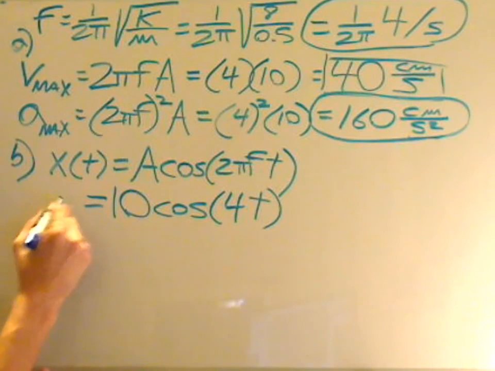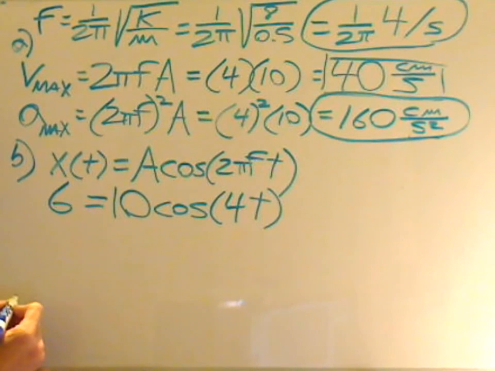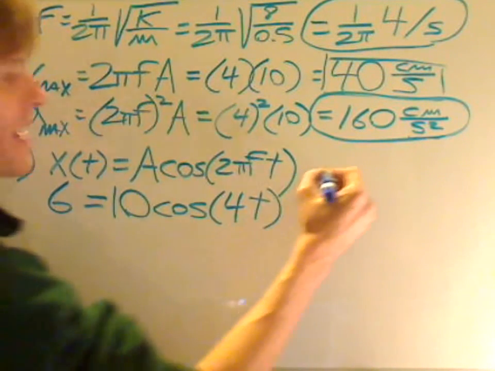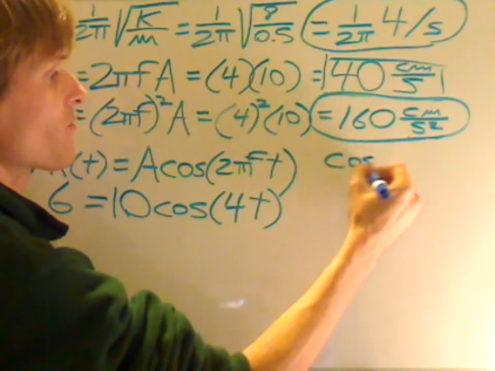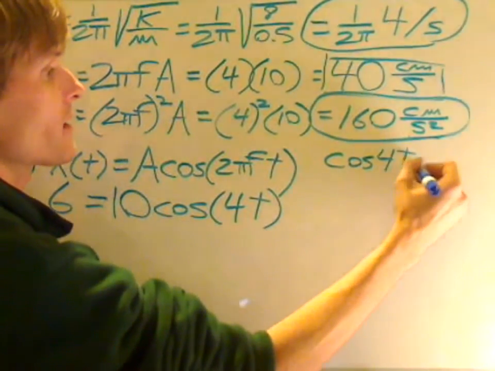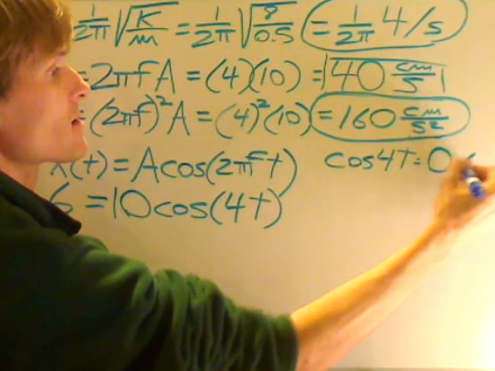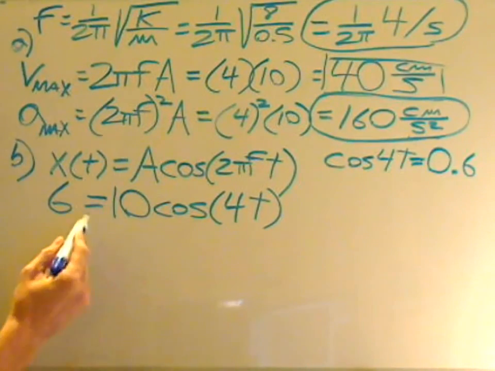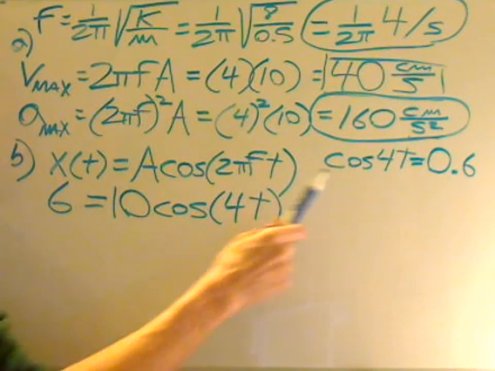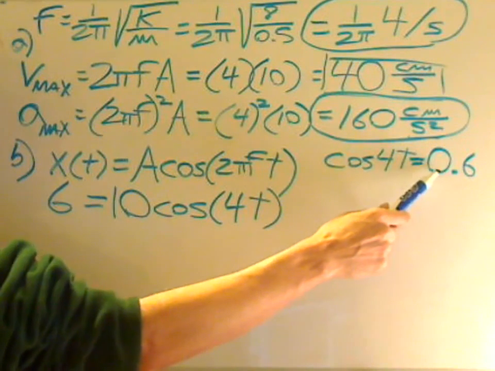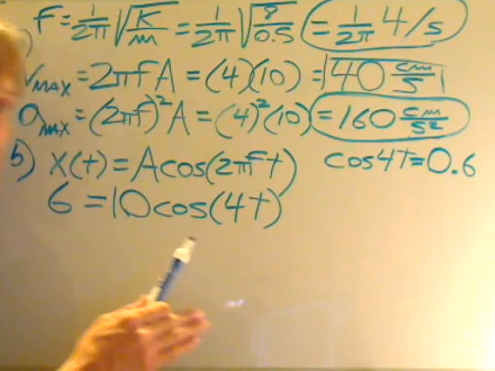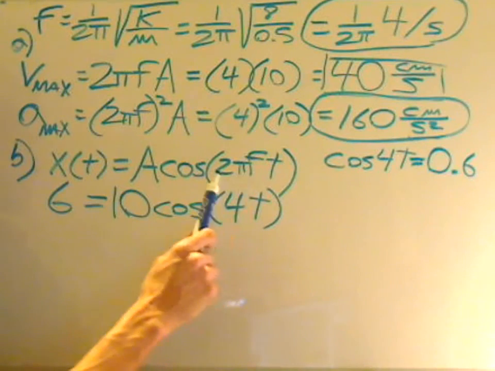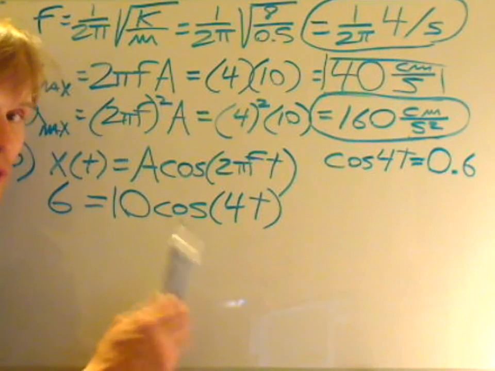Okay, and so we want to know at what time x is 6 centimeters. To solve that, divide both sides by 10: cosine of 4t is 0.6. 6 divided by 10 is 0.6. So take the arc cosine of 0.6. And to do this, you have to make sure that your calculator is in radian mode. All of these numbers assume that you're using radian mode whenever you're doing this type of thing.